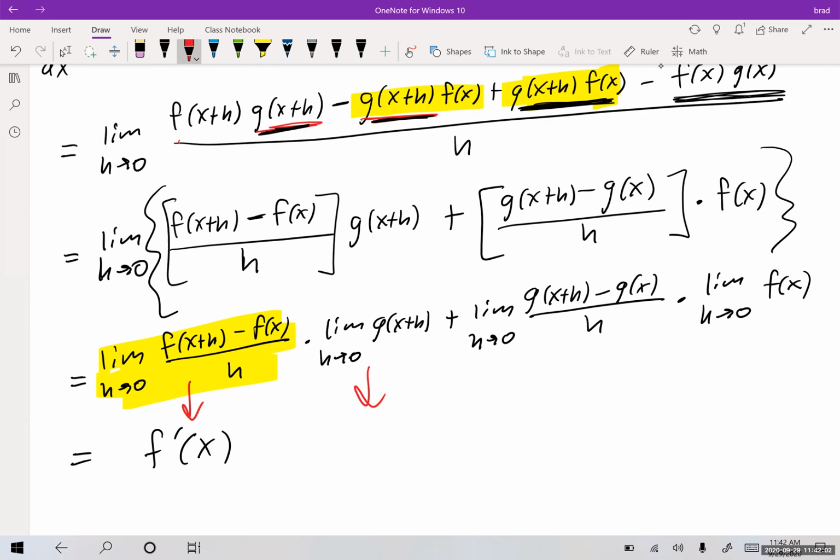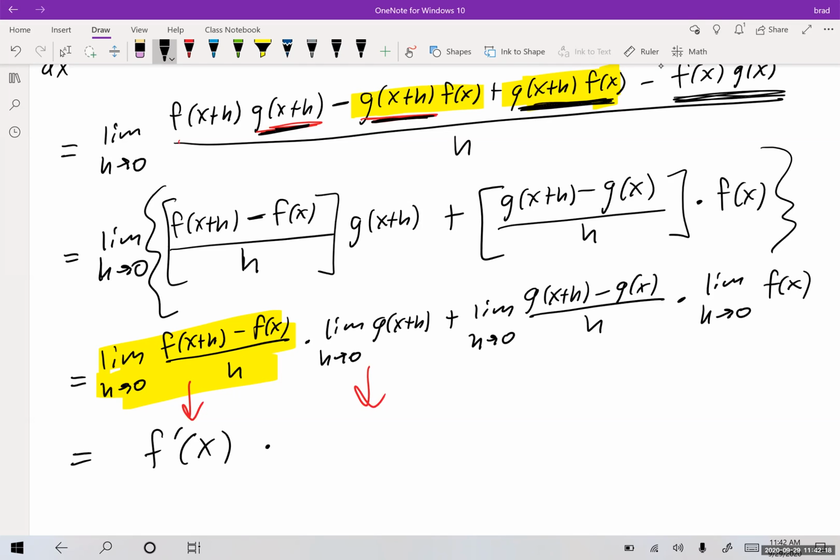Okay, now what does this become? This becomes, well, if I plug h in there, doesn't it just become g of x? Because it's the limit as h approaches 0. So plugging in 0 for h shouldn't do anything. I mean, it won't affect the g of x.